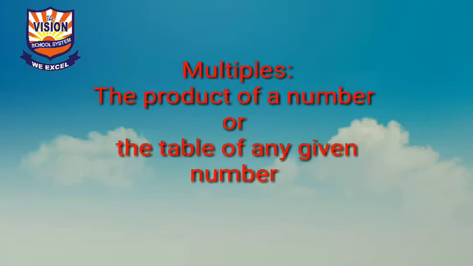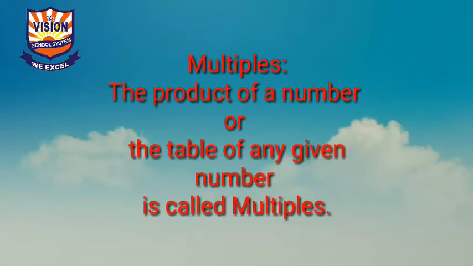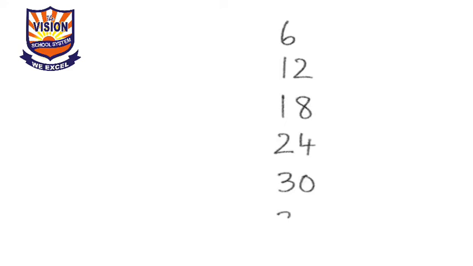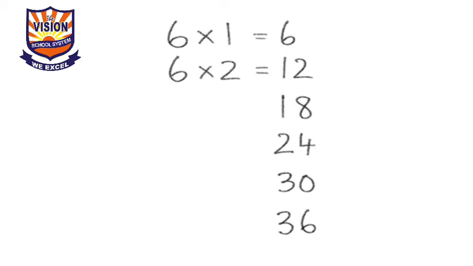Multiples means the product of a number, or the table of any given number. Let me explain the multiples of 6. We have to write how many numbers come in the table of 6. Very simple. When we read the table of 6 till 1, the answer will be 6. Till 2, the answer will be 12. Till 3, the answer will be 18.